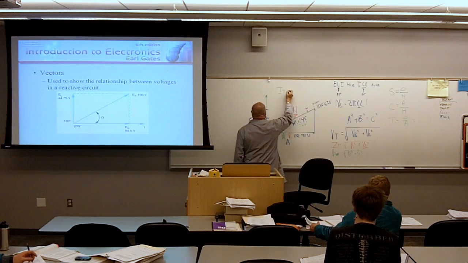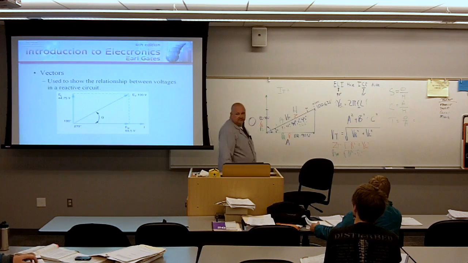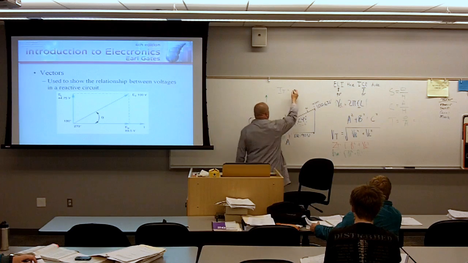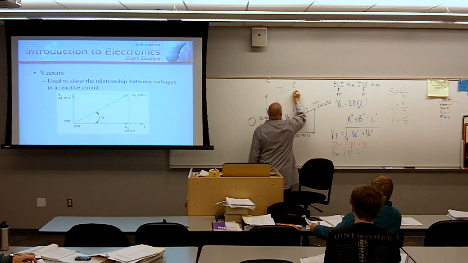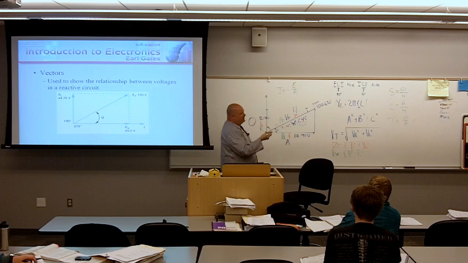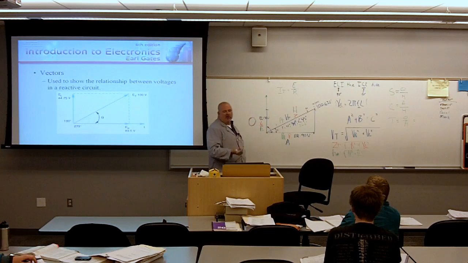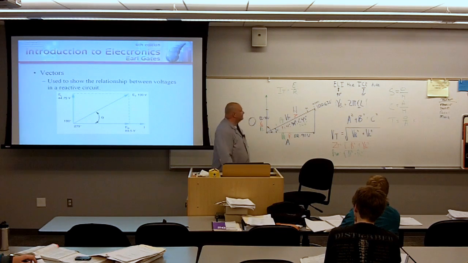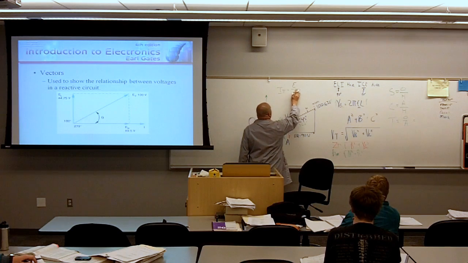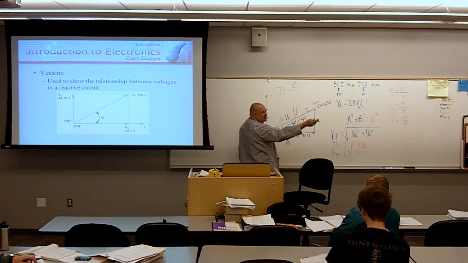IT equals E over R. In an AC series circuit like this, do I have R anymore? Bzz, close. You have R and XL. And what do we call the combination of that? Z. Well, you need to find XL first. Absolutely, that goes without saying.